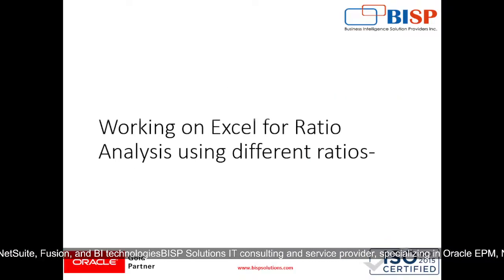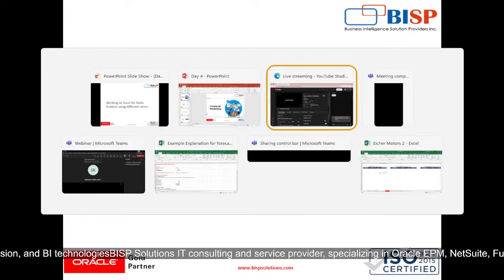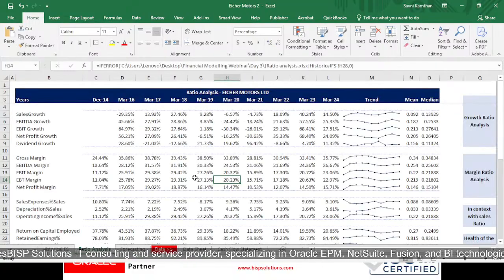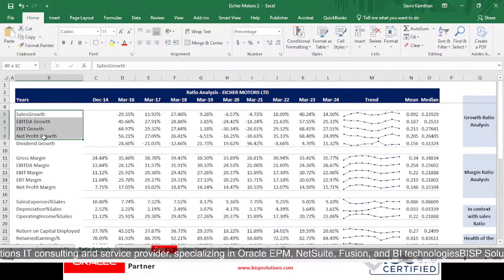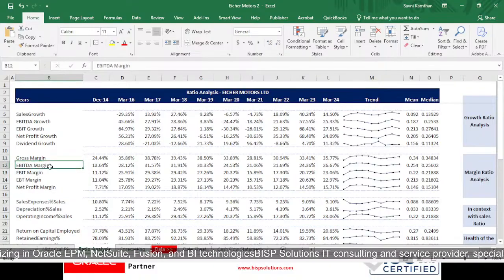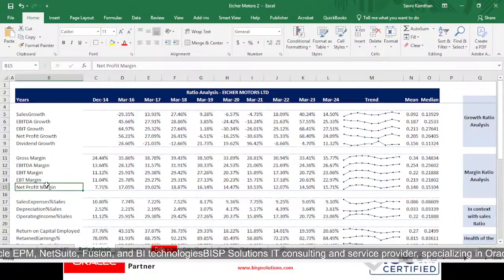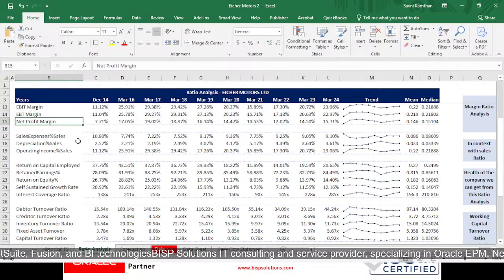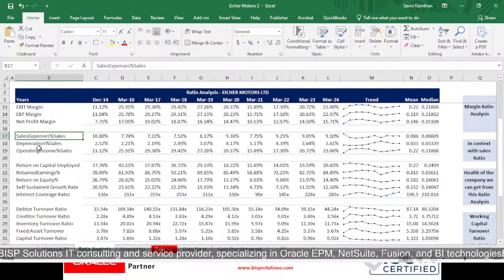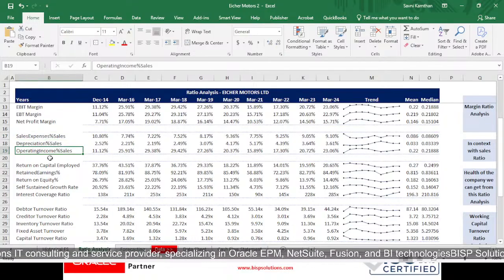So before moving forward, we will be checking our ratio analysis which we have done in our previous session. So we have calculated our sales growth, EBITDA growth, EBIT growth, net profit growth, dividend growth for growth ratio analysis. Then we have calculated our margin ratio analysis for gross margin, EBITDA margin, EBIT margin, EBT margin and net profit margin. Now in our next ratio we have calculated in context with our sales. So we have calculated our sales expenses percentage, depreciation percentage, operating income percentage sales.